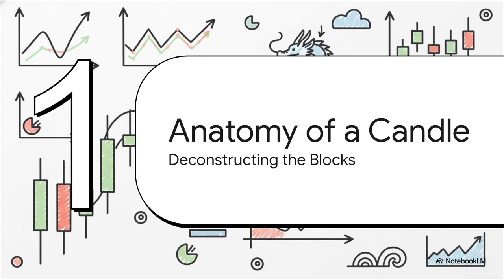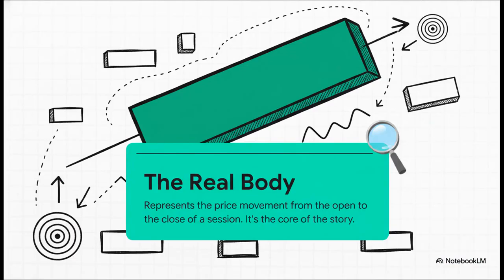All right, so if we're going to learn this language, we have to start with the alphabet, right? The basic building blocks. So let's just take one single candlestick and break it down. It's way simpler than it looks, and trust me, once you see it, you will never be able to unsee it. Okay, first up, the heart of every candle is this thick part. It's called the real body.